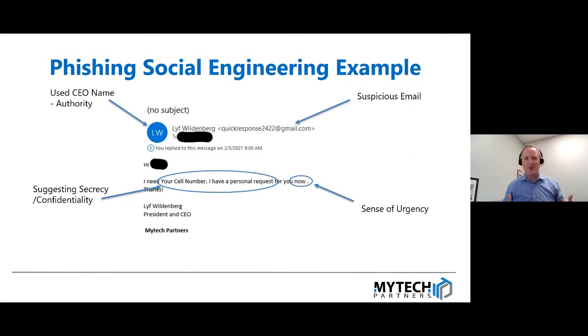This person is relatively new to our organization. We should have done some better training to help them recognize this. And they actually ended up ordering some gift cards and sending them off. It's a common attack that gets used. But this is just an example. It's a phishing email that leveraged social engineering and authority, as well as secrecy and confidentiality, as well as a sense of urgency, and then took it offline to a cell phone. So it used phishing and vishing together, as well as the pretexting by using authority.